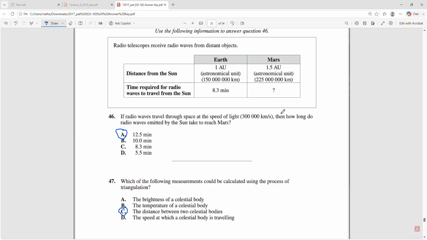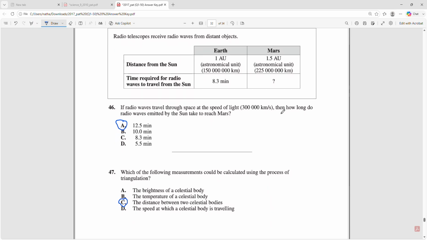Okay, next question, 46. We've got a chart here. It says radio telescopes receive radio waves from distant planets. Distance from the sun: 1 astronomical unit is the same as 150 million kilometers. That's exactly how we define 1 AU, 1 astronomical unit. The definition is precisely the distance from the sun to the earth. So that's 1 astronomical unit away, and the time required for radio waves to travel from the sun to the earth is 8.3 minutes.